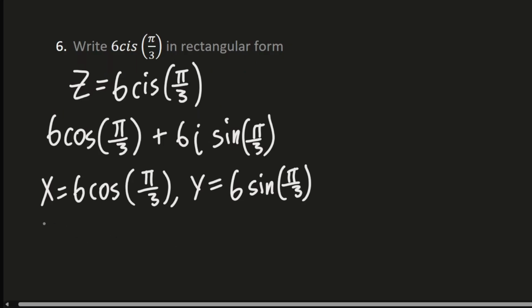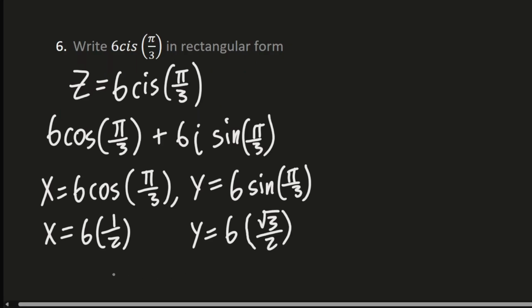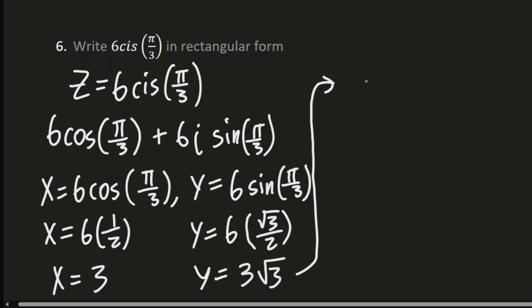So x becomes 6 times 1 over 2, and y becomes 6 times square root of 3 over 2. And so x is equal to 3, and y is equal to 3 square root of 3. So when we put it back into the equation, it would become z is equal to 3 plus 3 times square root of 3i.